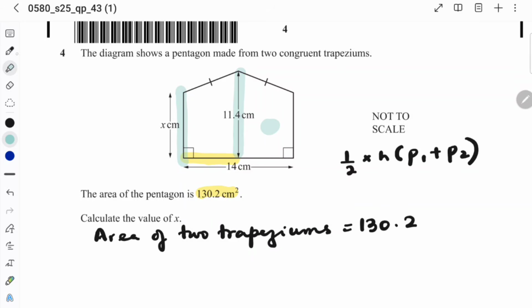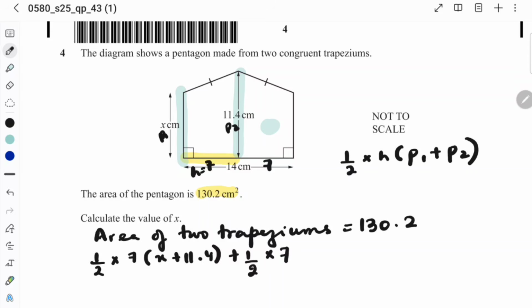Now, for example, if I find both: half times 7, this is the height, and these are the two parallel sides, x and 11.4. So half times 7 into x plus 11.4, and then half times the same. You can take out one and then multiply by 2. It's up to you, whichever you like, you'll have the same answer. But multiplying by 2 is a must if you find the area of one trapezium.